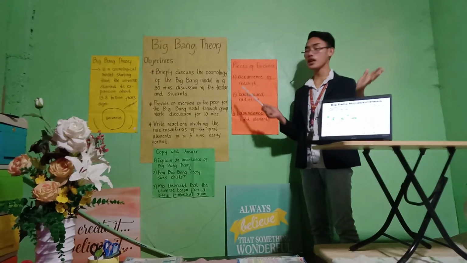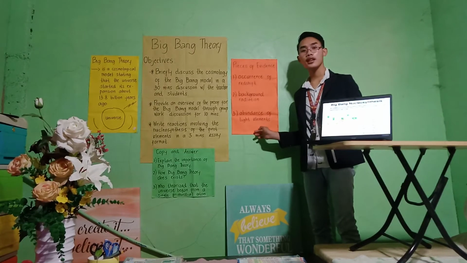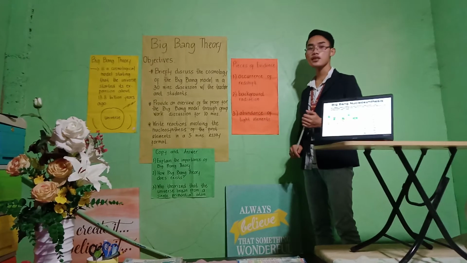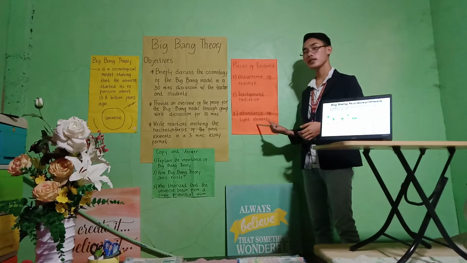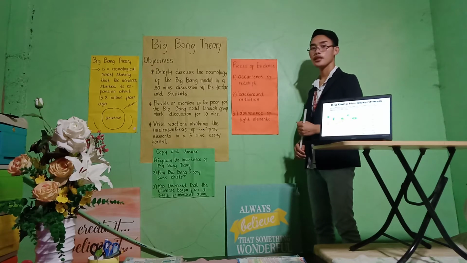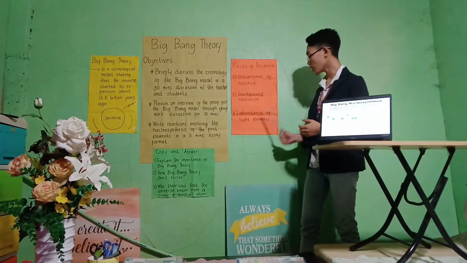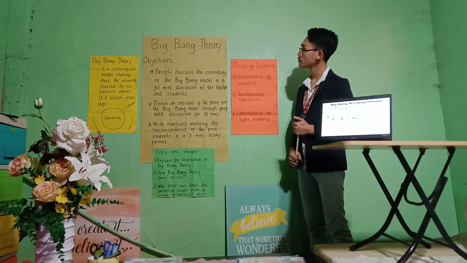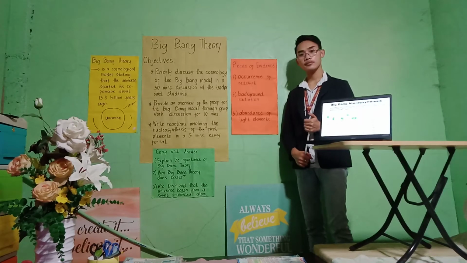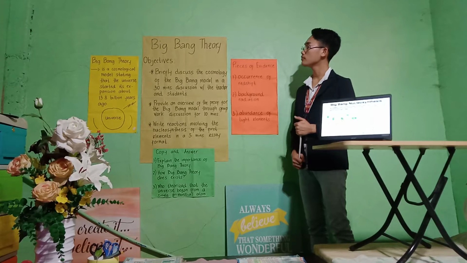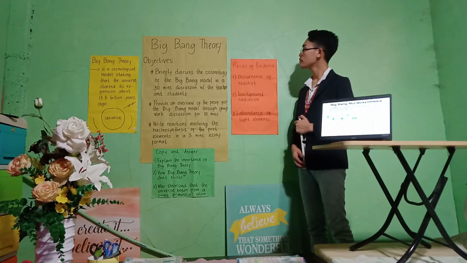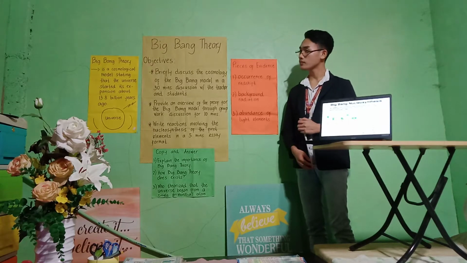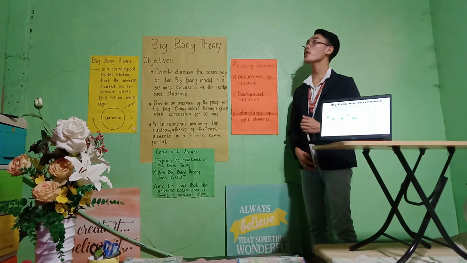Any idea what elements are, class? So, for me, sir, based on the Big Bang Theory, after the Big Bang there were two fundamental abundant elements formed in the universe, commonly known as hydrogen and helium. That's all, sir. Okay, thank you.